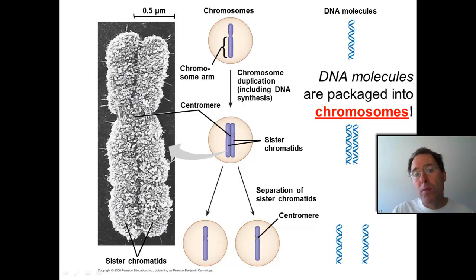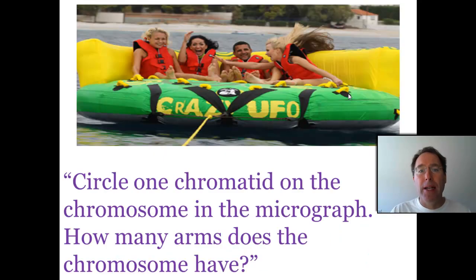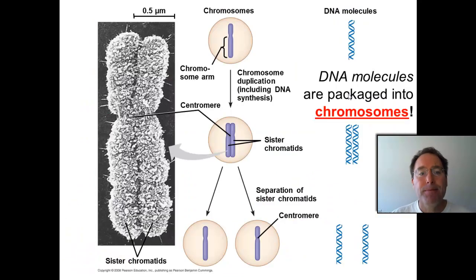This chromosome over here is made up of both DNA and proteins, and we'll see how that works in just a minute. If you could, please try to circle one chromatid on the chromosome in this micrograph. And how many arms does the chromosome have? I'm going to flip it back here. Did you circle it in your mind? Did you answer the second part of the question?